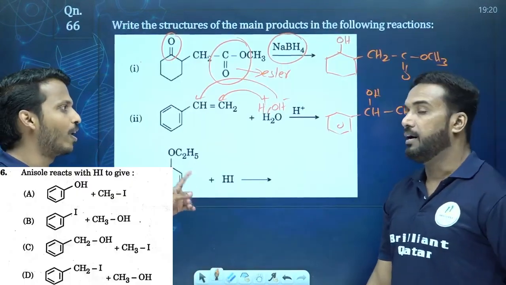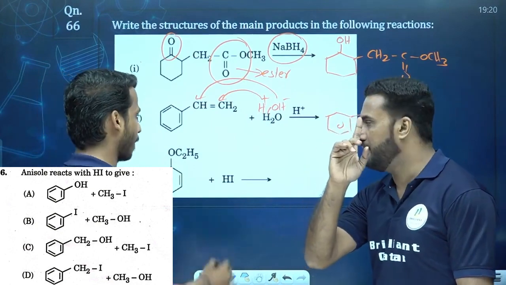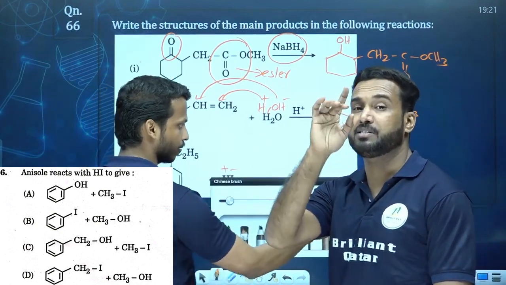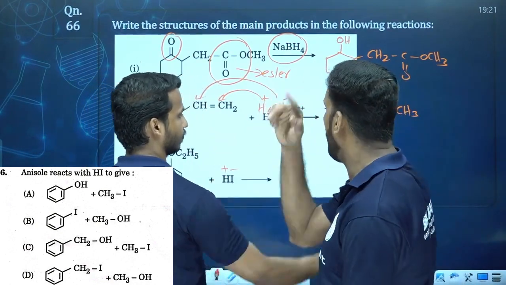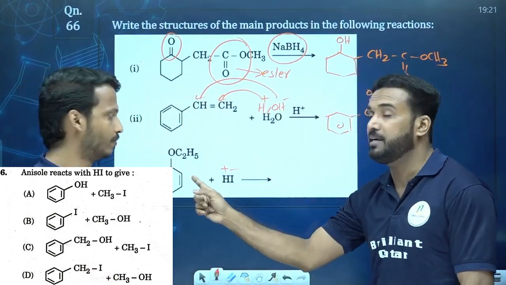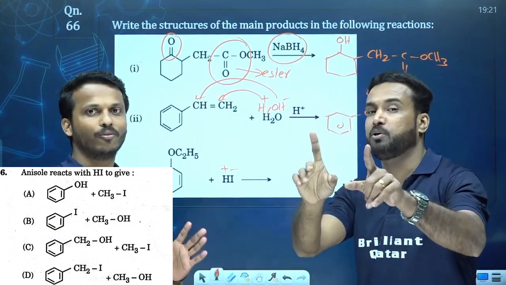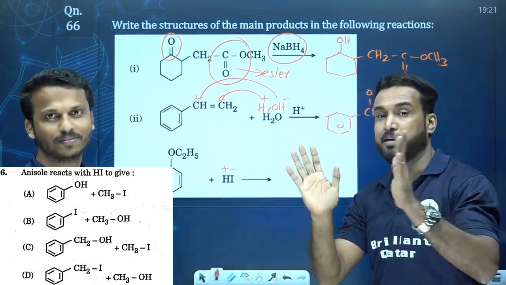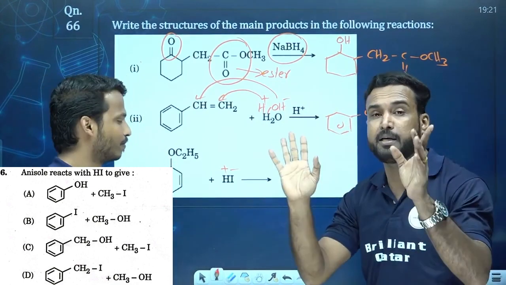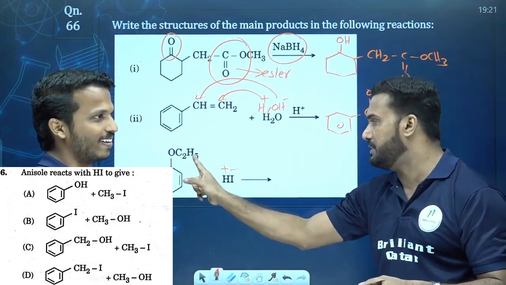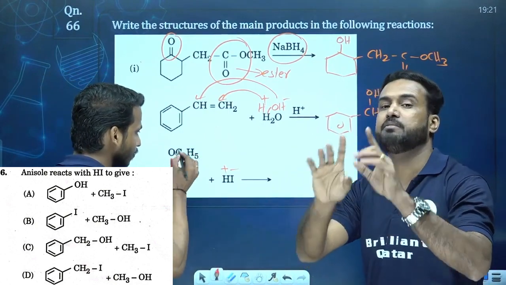And this is one of the expected questions: attack of HI against an ether. We have 3 cases. I think all will come. This one is for aromatic ether. One thing you keep in mind, one product will be phenol. You should not make a mistake. Any aromatic ether, whether it is CH3 or other, one product will be phenol.